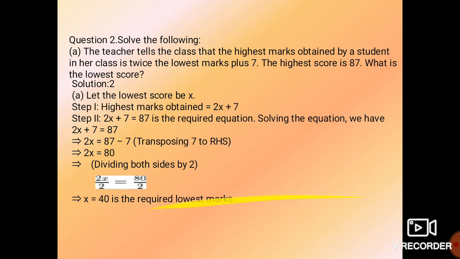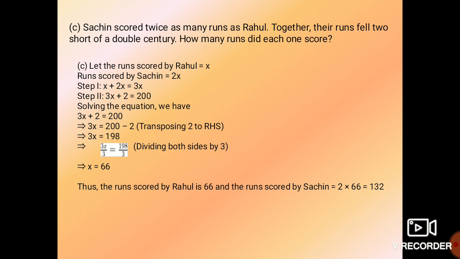Right, now let us discuss the C part. Sachin scored twice as many runs as Rahul. Together, their runs fell too short of a double century. Right? So how many runs did each one score? You do not know the scores of Rahul and Sachin, but you know that Sachin scored twice as many runs as Rahul scored. It is given in the question.